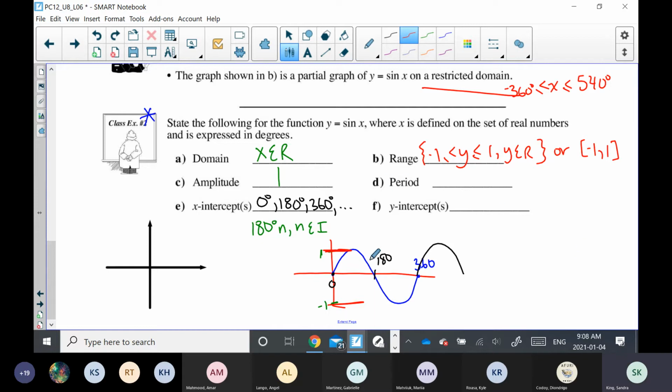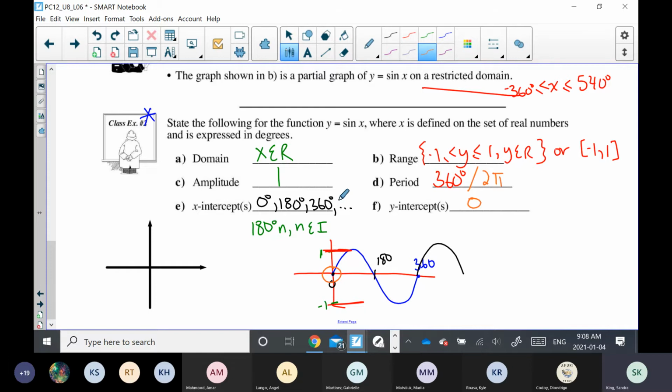Okay, the period of this graph. How often does this graph repeat itself? Every 360 degrees. Once we convert to radians, you're going to say every 2 pi, right? Because if it repeats every 360 degrees, that's the same thing as 2 pi. The y-intercept of this graph is right here, which is 0. So you have to know this for a sine graph.